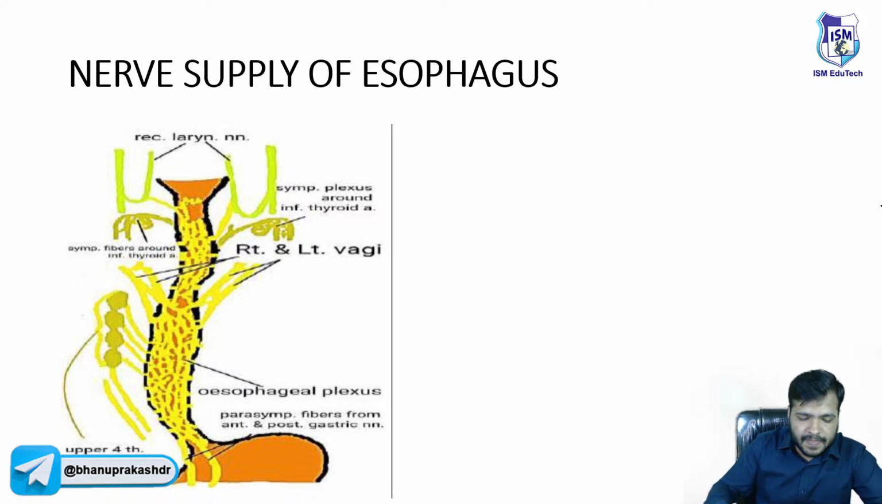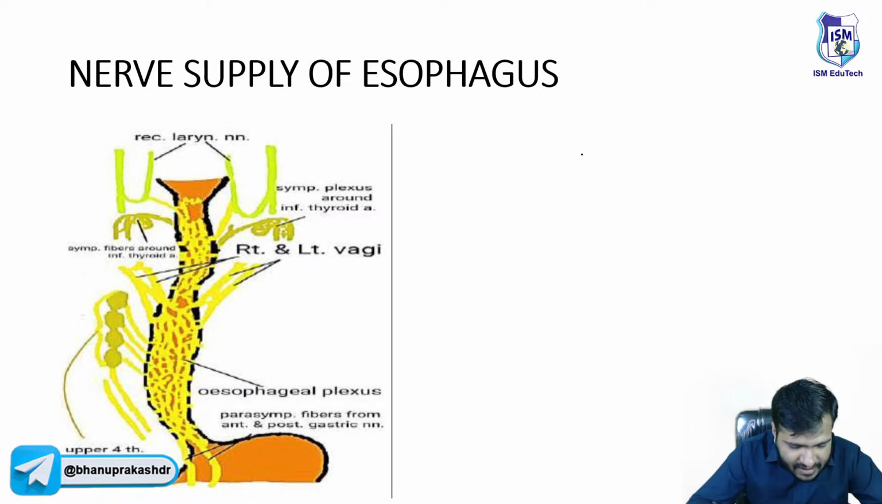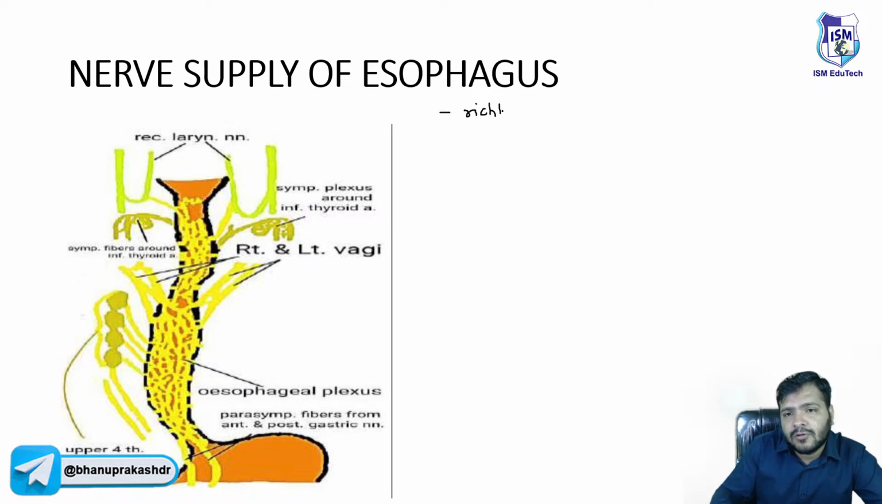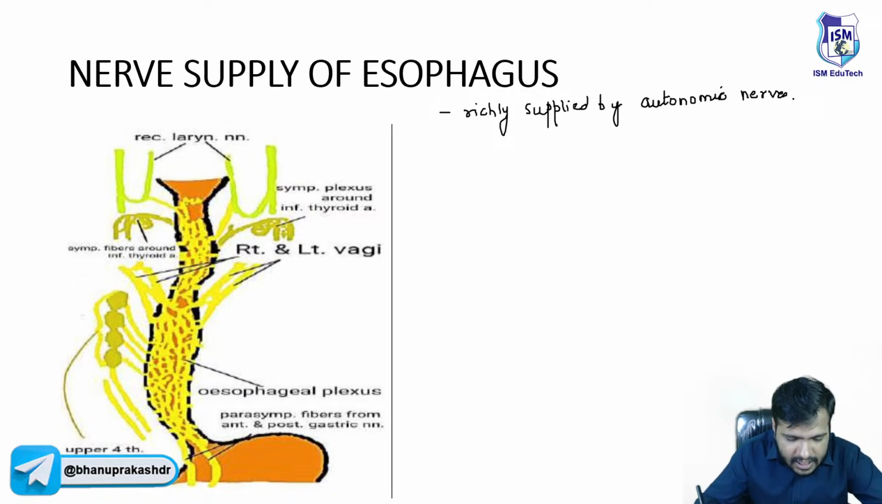So in the nerve supply, beta, remember again, it has a segmental nerve supply. Can anyone tell me which nerve supplies the esophagus? Yes, the esophagus is richly supplied by the autonomic nerves, which form the esophageal plexus. Remember these autonomic nerves form a rich esophageal plexus.